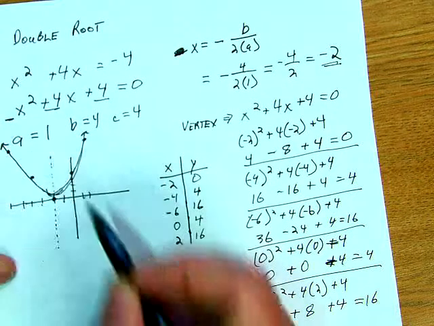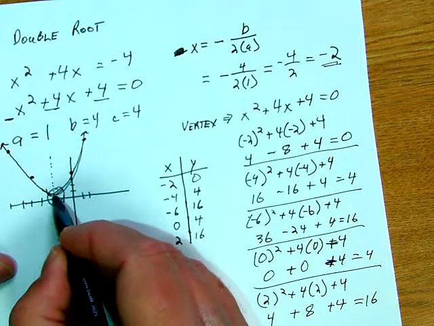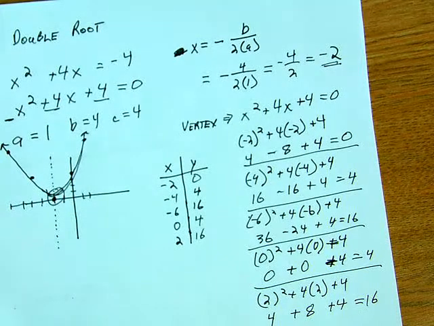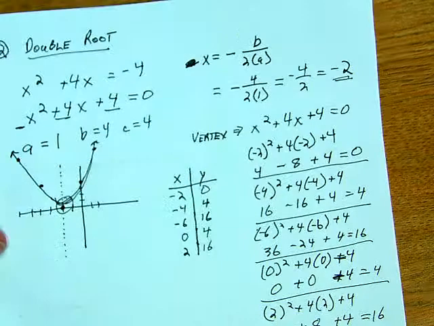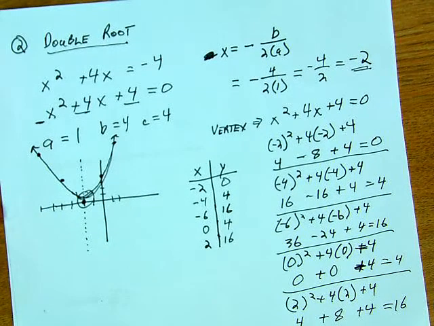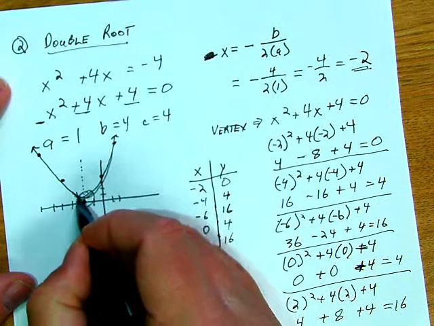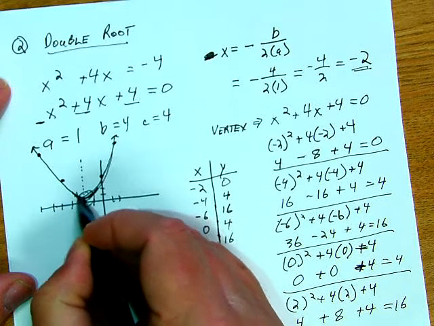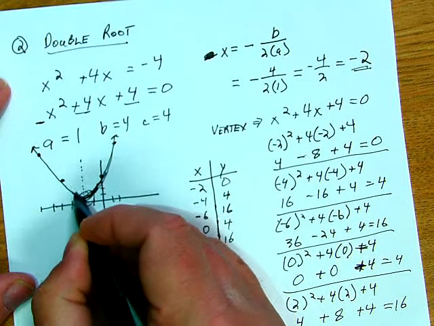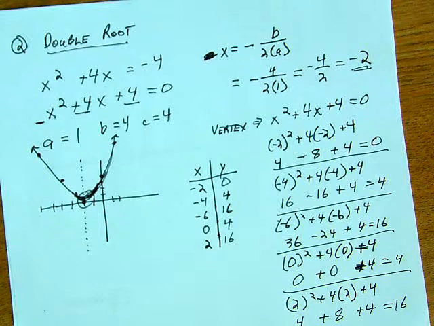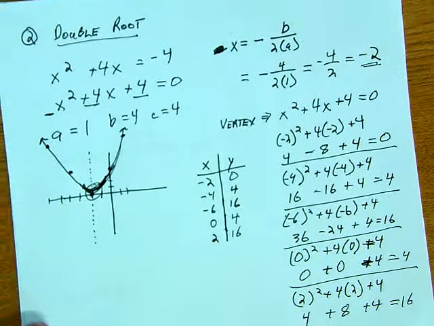And my parabola crosses right there, touches the x-axis, but doesn't cross it. That's called a double root. It's a poor drawing, but that should have touched. All right, that's the special case called a double root.